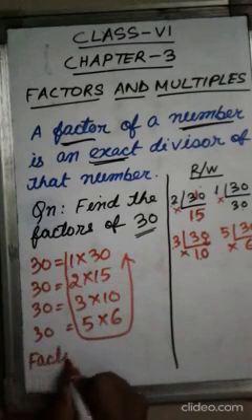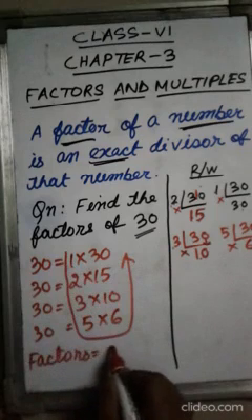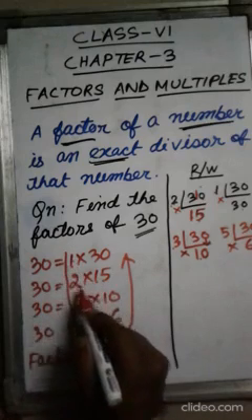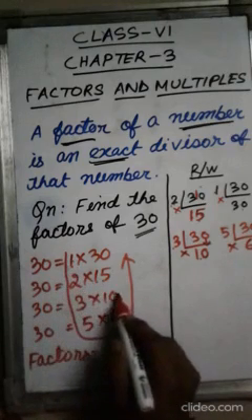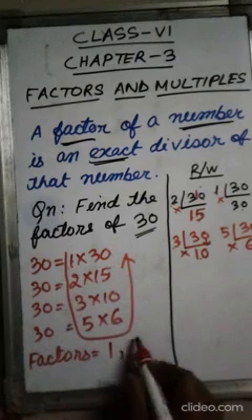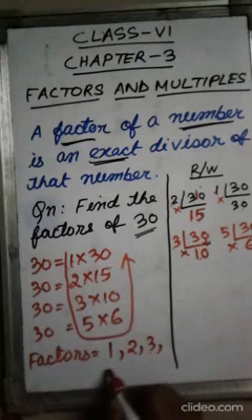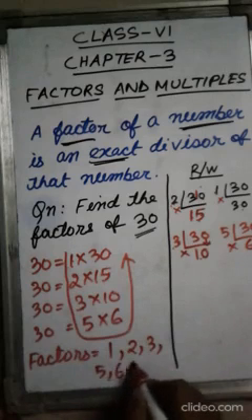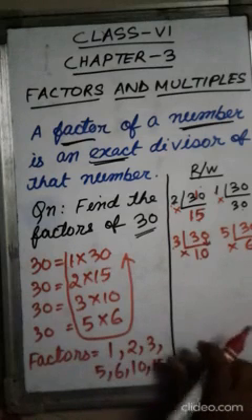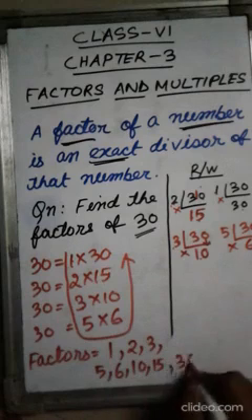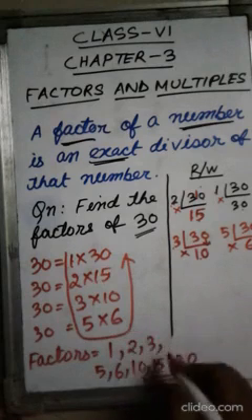Factors are 1, 2, 3, 5, 6, 10, 15 and 30. These are the factors of 30.